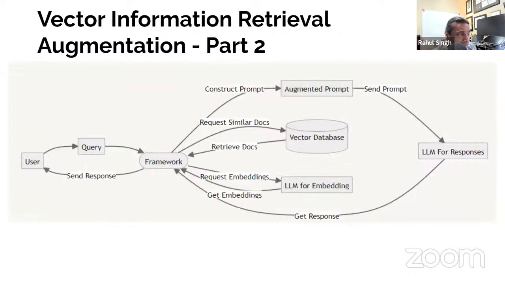Once your data is in a vector database, very similar to information retrieval based from a database or an index, we still have the same general flow. User asks a question, goes to the framework. The framework, instead of just going and getting documents from the vector database, it first goes to an LLM to get an embedding for the query, or for a hypothetical document, if that's what you do. And then you find similar documents from the vector database. You construct your prompt, and that's your augmented prompt. You send it over to the LLM, and you get a response back, and then you send it back to the user.